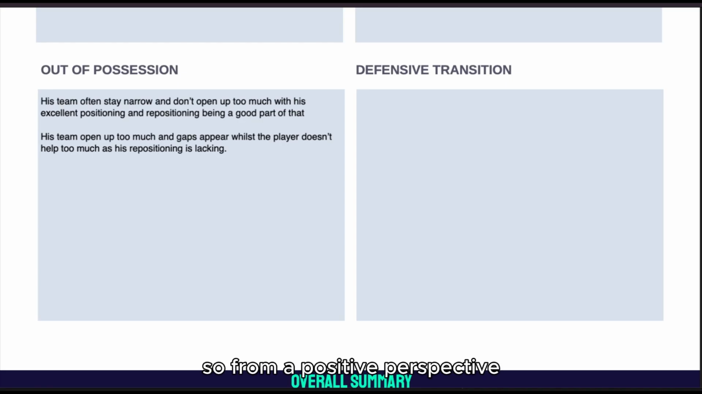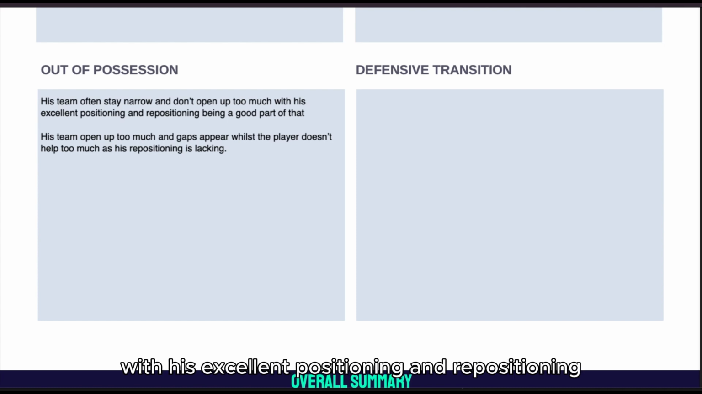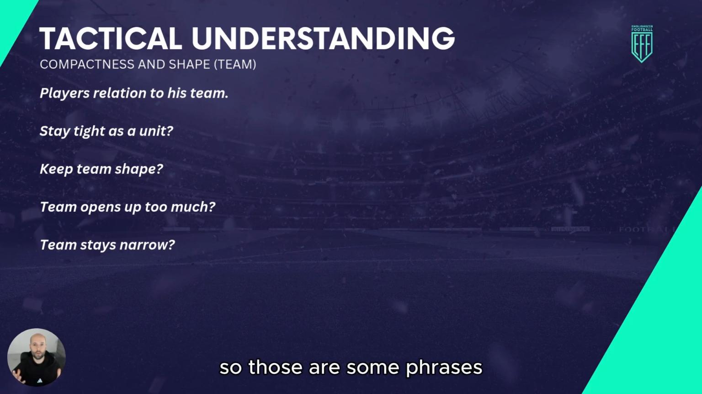So from a positive perspective, you could say his team often stay narrow and don't open up too much, with his excellent positioning and repositioning being a good part of that. From a negative perspective, his team open up too much and gaps appear whilst the player doesn't help too much as his repositioning is lacking. So that's how you can correlate and connect the individual to the team. So those are some phrases.